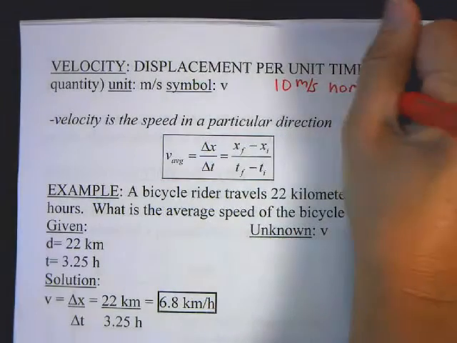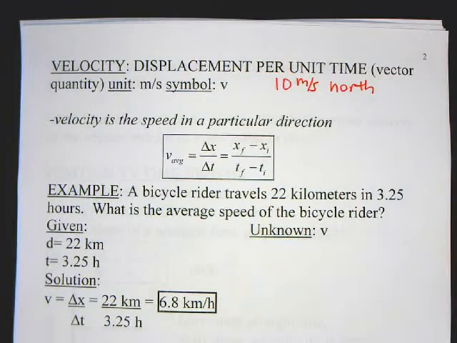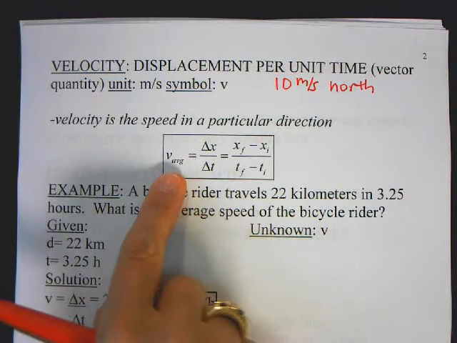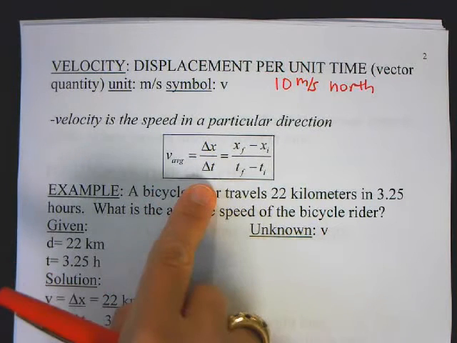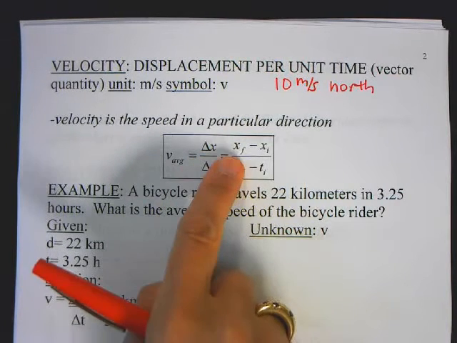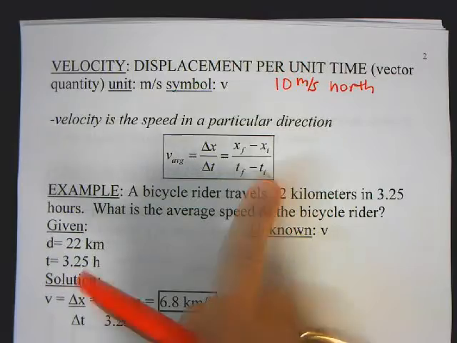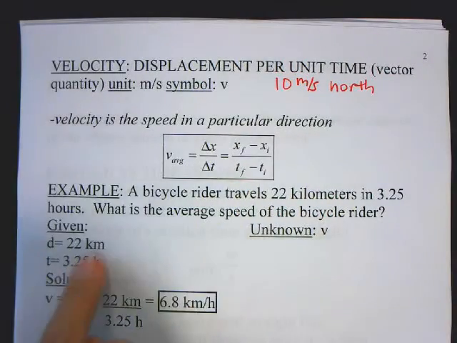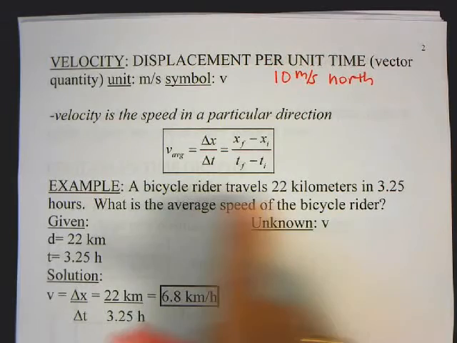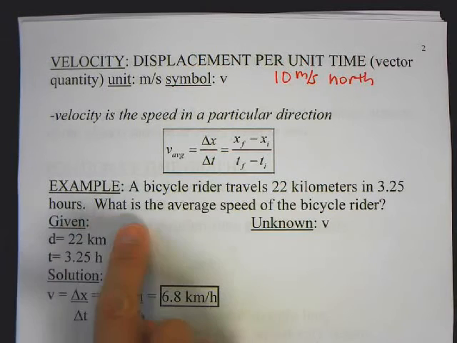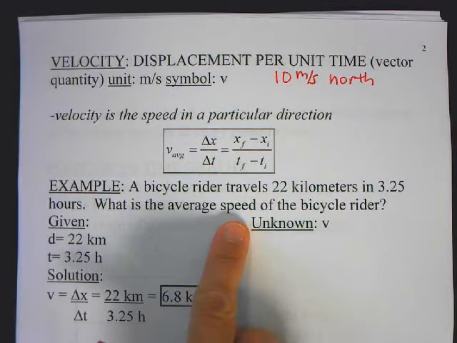If I wanted to calculate the average velocity, it's going to be the change in displacement over the change in time. So again, delta is the final minus the initial, and then this is the change in time, but most of the time they'll give us an elapsed time. So let's look at an example. It says a bicycle rider travels 22 kilometers in 3.2 hours. What is the average speed of the bicycle rider? So I'm given the distance, I'm given the time, and I want to find the average speed.